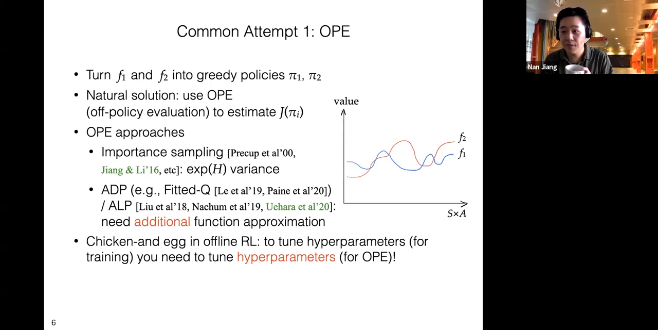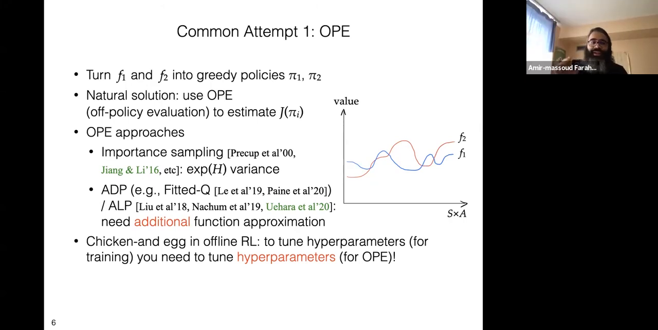Okay, so maybe I ask a question here. Yeah, go ahead. Here, this extra hyperparameter tuning, is it the type of problem that we know how to do, like in the supervised learning setting?